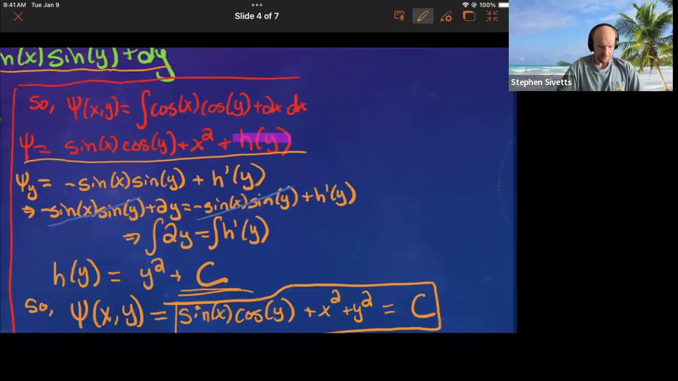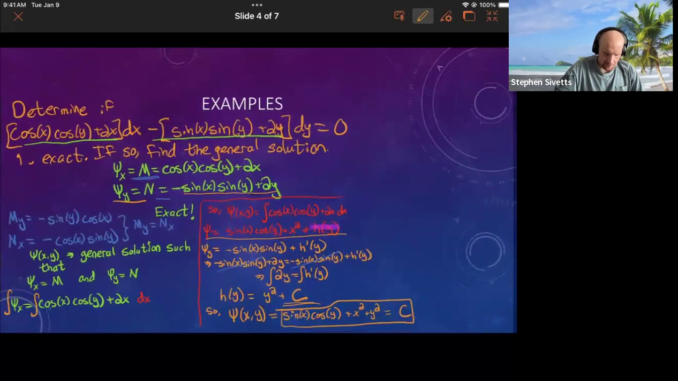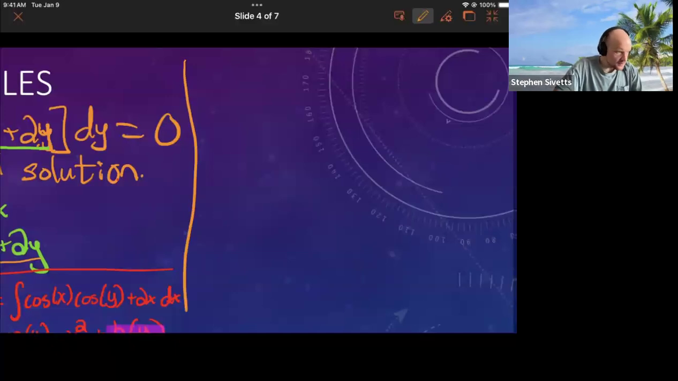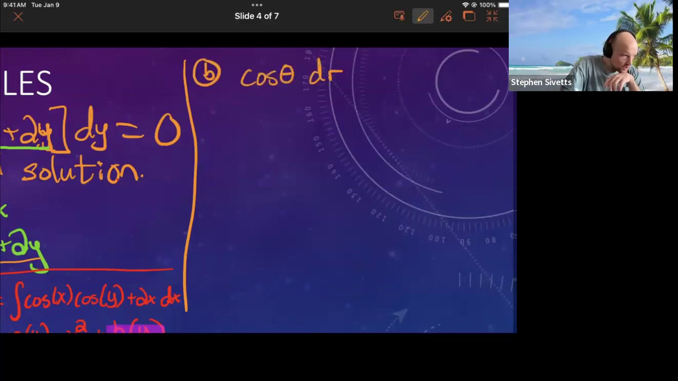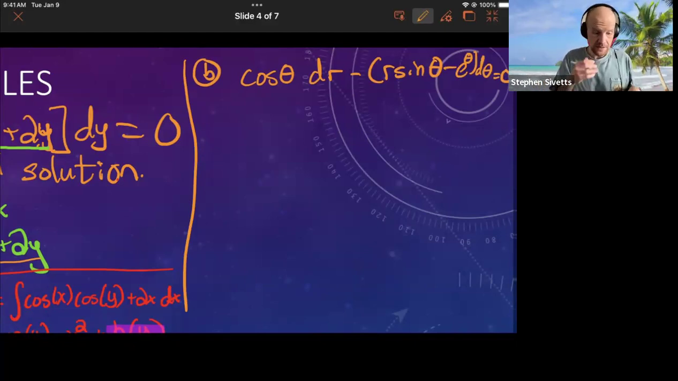How about this one? I want to think about where to write this other example. Well, this over here should be good. How about this one? Cosine theta dr minus r sine theta minus e to the theta d theta is 0. Try and see if that is exact. And if it is, try to find a general solution. If not, show work that it's not. All right. Pause the video and think about this.